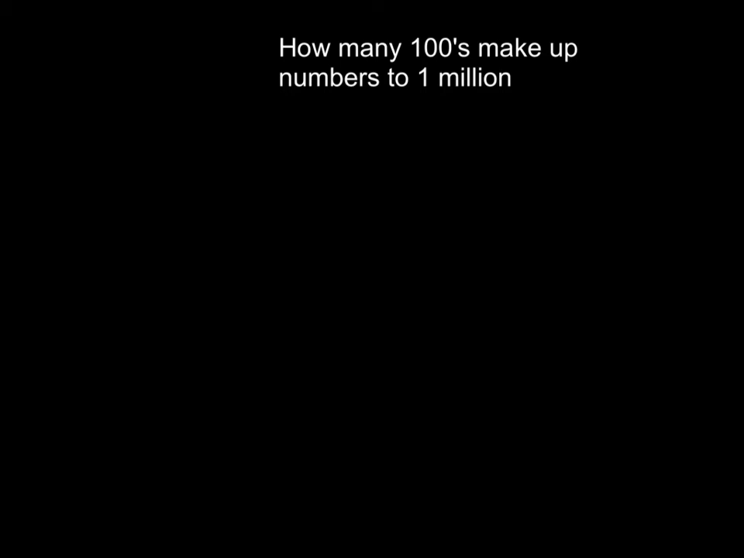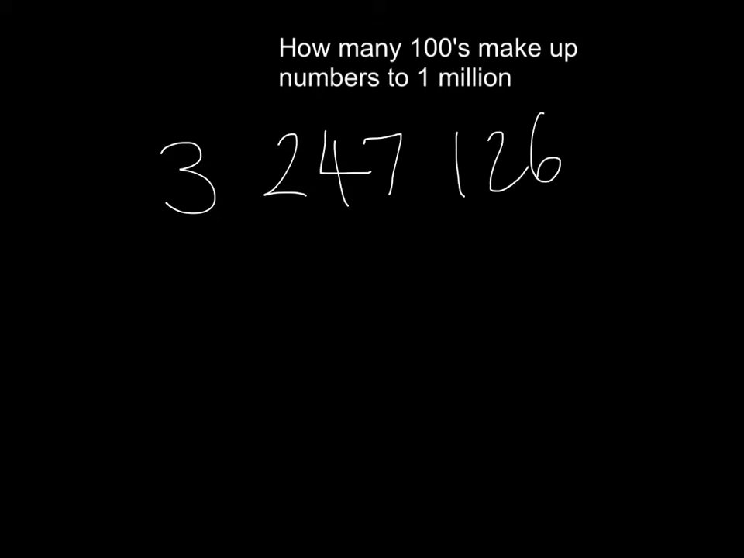First of all, we're learning today how many hundreds make up numbers to 1 million. The first thing we need to remember, when we have a number like 3,247,126, when we are looking at hundreds, we need to be really aware of the hundreds column. How many hundreds make up this whole entire number? This is the hundreds column. This tells me that there's 100.